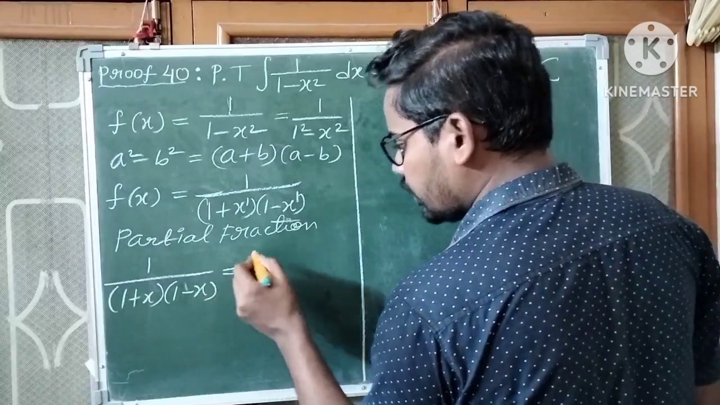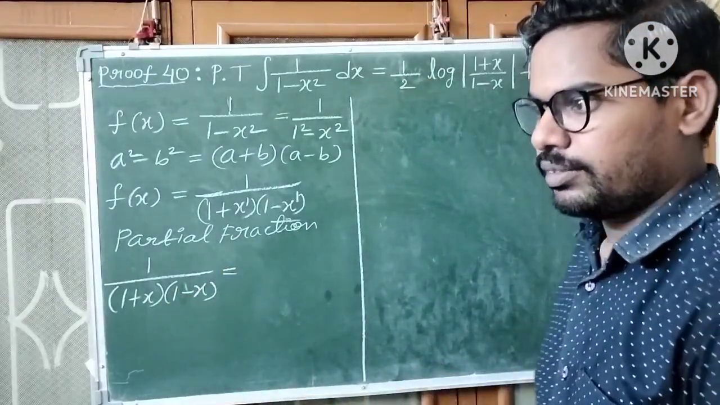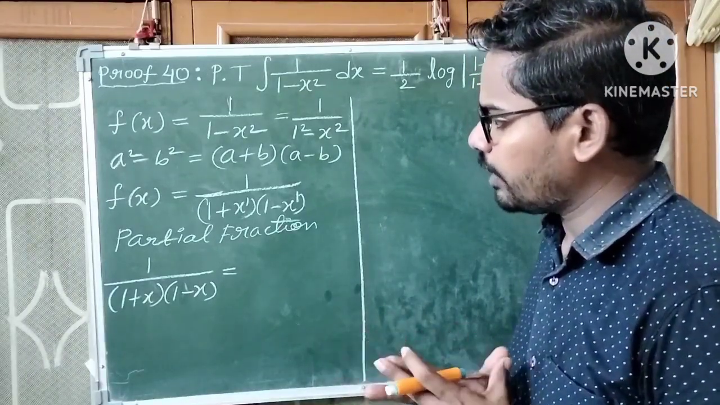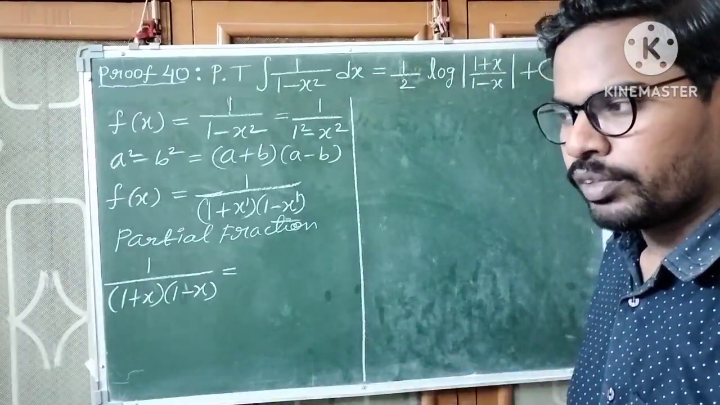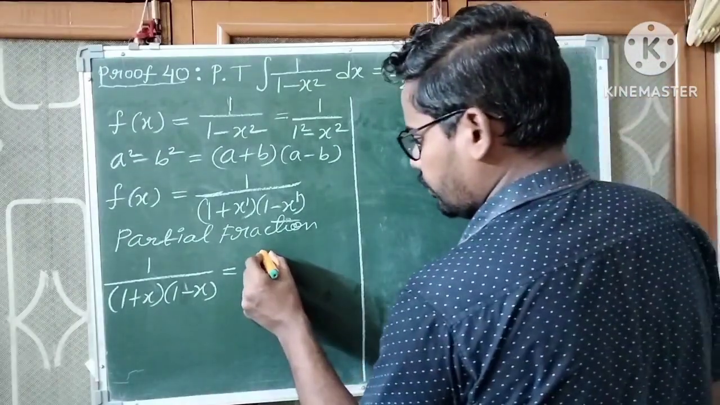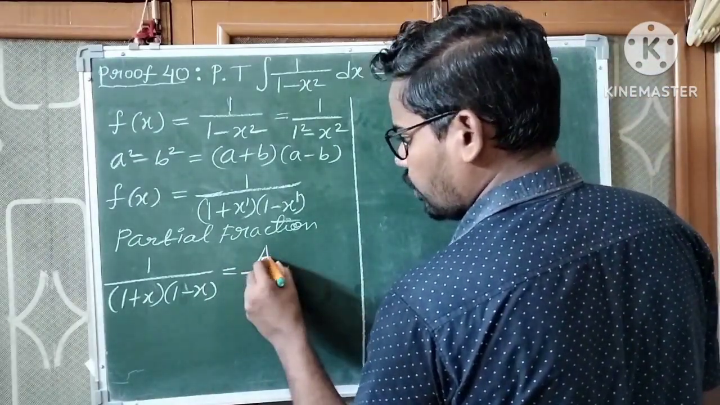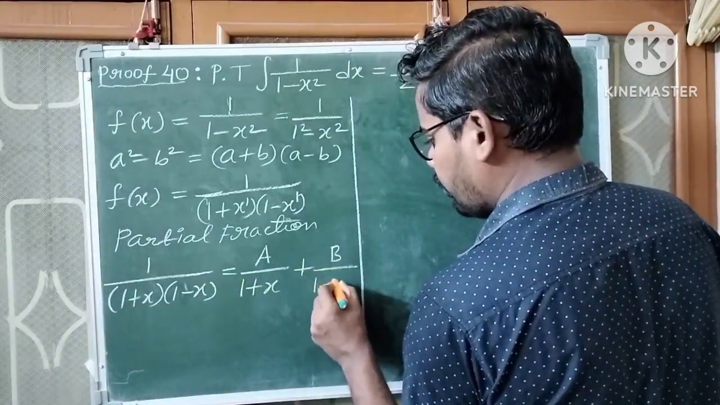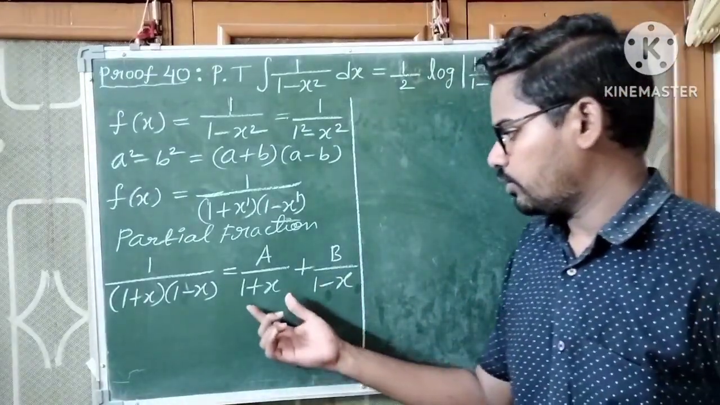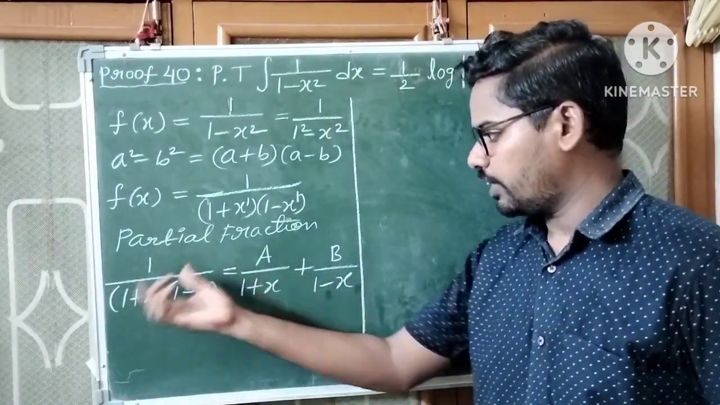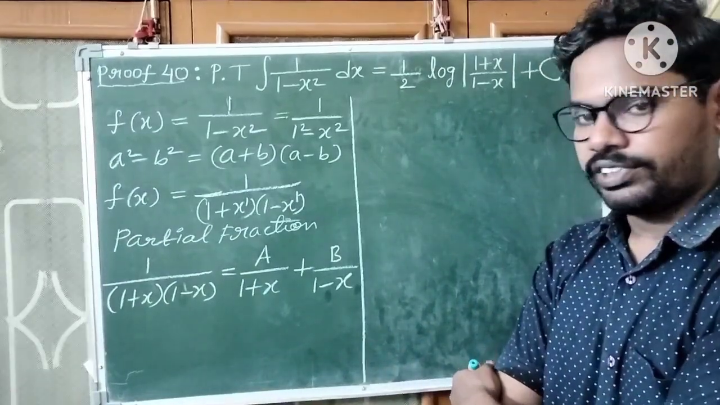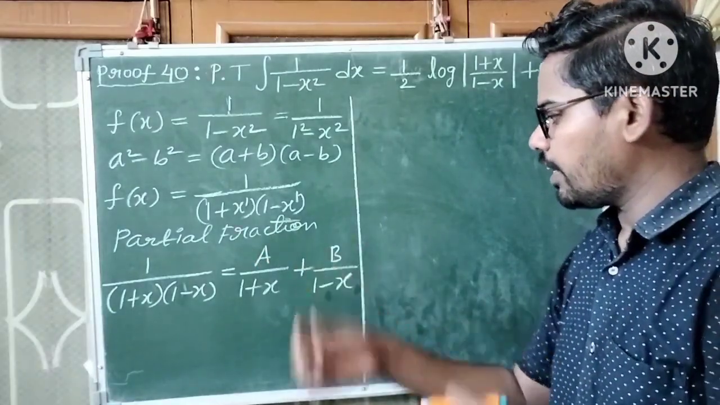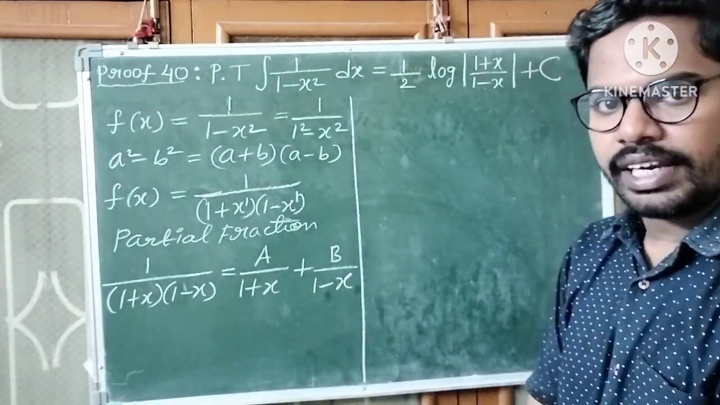So what is the general form of partial fractions when the denominator contains non-repeated linear factors? A by the first linear factor 1 plus x, plus b by 1 minus x. So the general or standard form of this proper fraction is a by 1 plus x plus b by 1 minus x. Here we need a and b. Here a and b are constants.